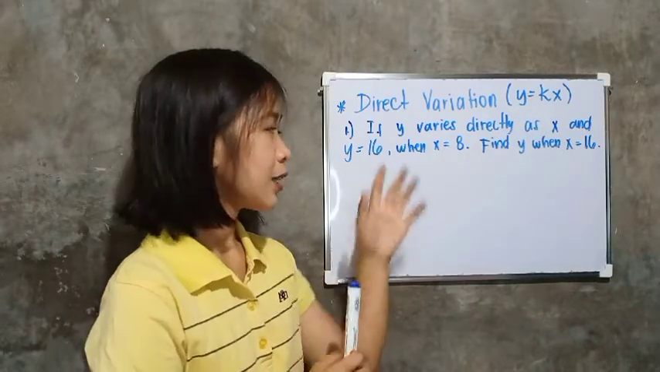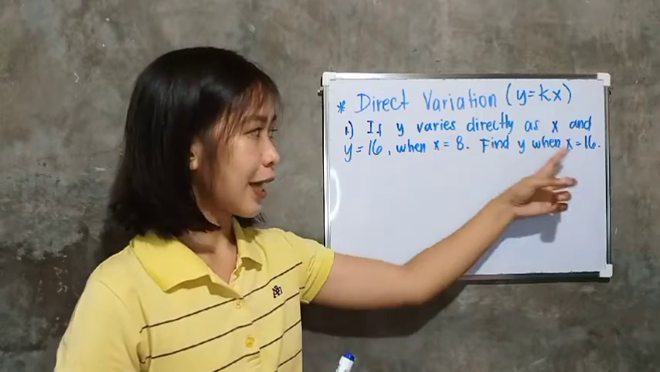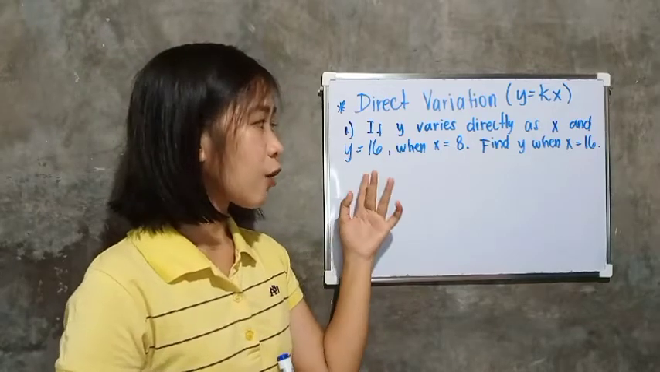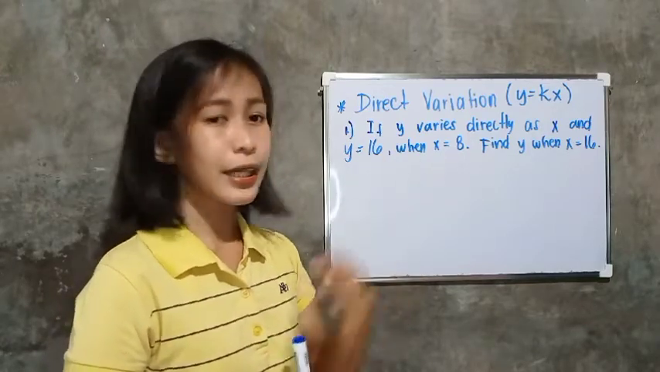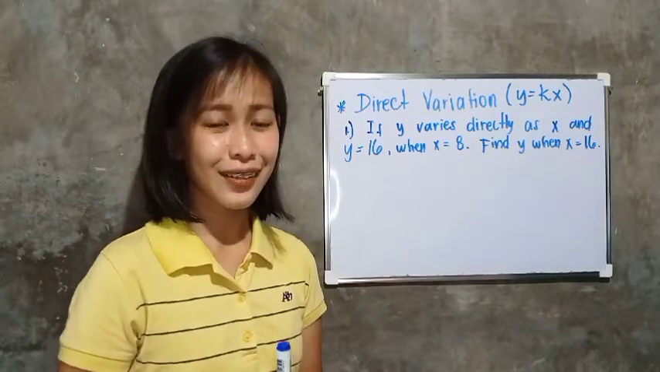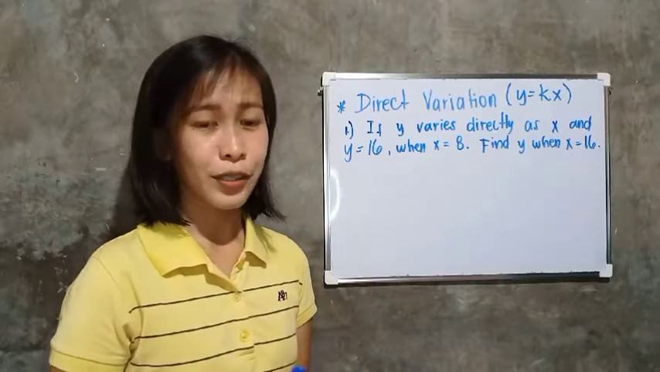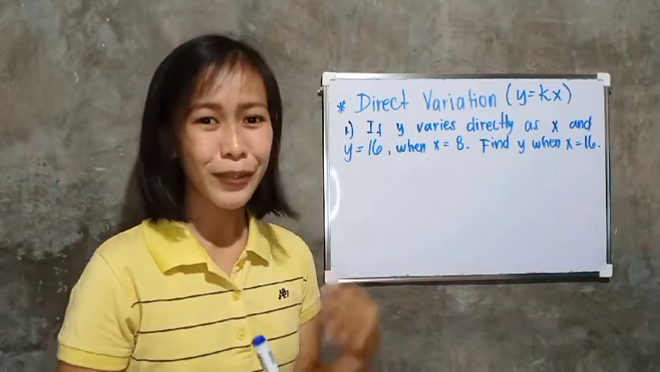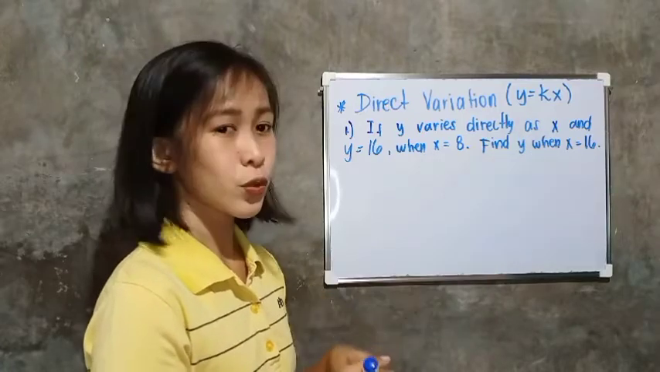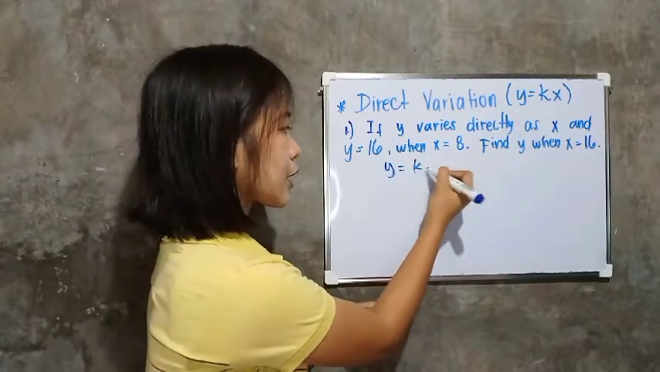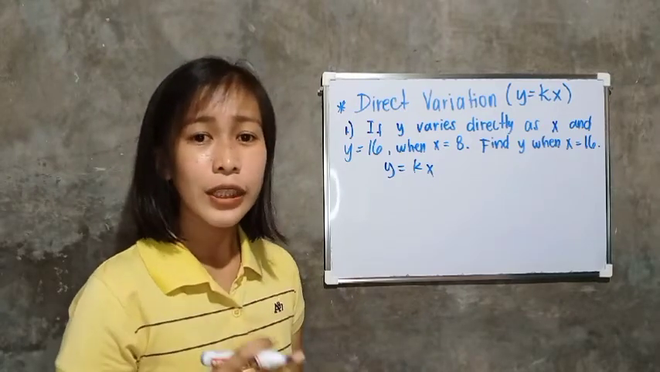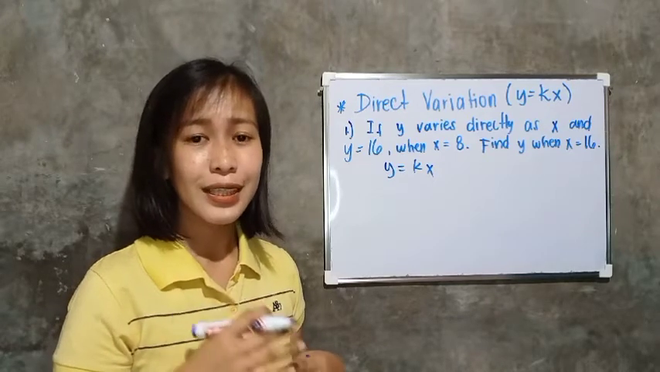Tama? Okay. Again, if y varies directly as x, and y is equal to 16 when x is equal to 8. Ayan, si y daw ay equal to 16 kapag si x ay equal to 8. Ngayon, find y when x is equal to 16. Alright? So, medyo nakakalito kasi madaming numbers, pero isa-isahin natin. Ayan, pagtulungan natin. Alright? So, ngayon nga is gagamitin natin si y is equal to kx. Y varies directly as x. Okay? So, the first step is to find the constant variation or to find k.